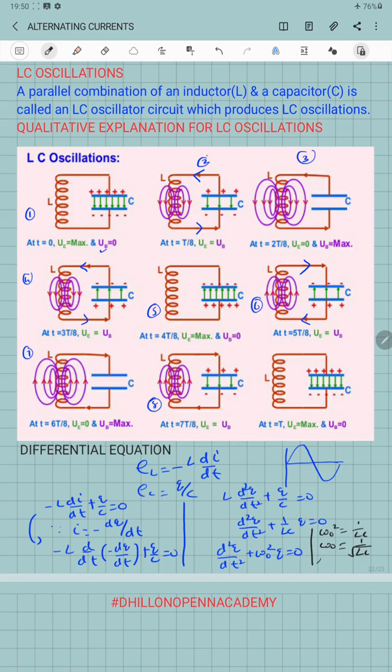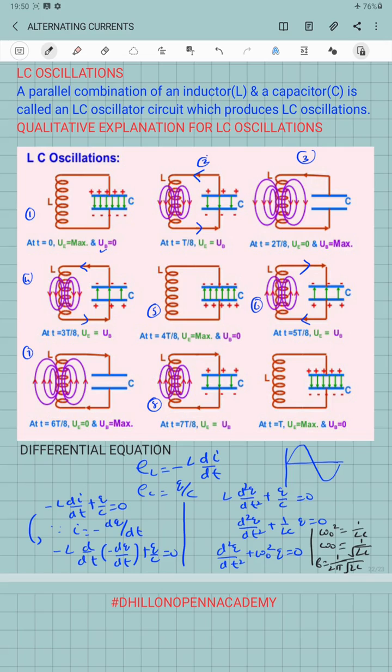Linear frequency can be given as f is equal to 1 over 2 pi under root LC. So you can see that the frequency of the oscillations produced in this case purely depends upon the value of the inductor and capacitor. Thus, by varying the value of L and C, we can vary the frequency of oscillation. That's what is also happening in the tuning circuits.